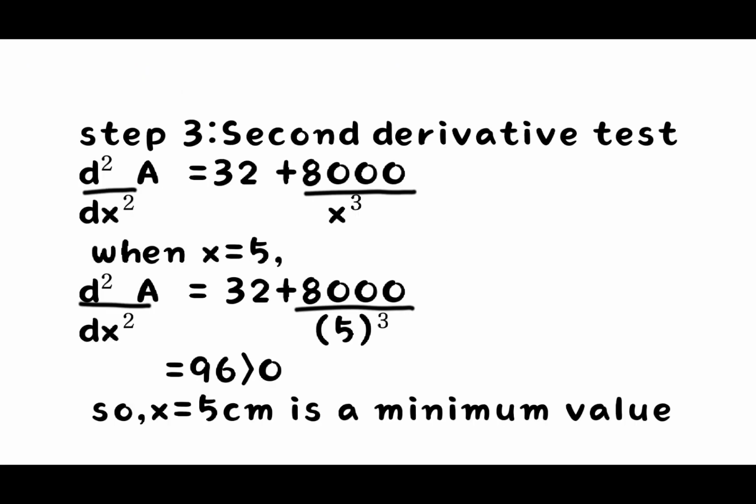After that, we proceed to step 3, which is to do a second derivative test. To do a second derivative test, we need to find the second derivative first. From the calculation, the second derivative is 32 plus 8000 over x cubed. After that, we substitute the x value into the second derivative, and the answer we get is 96, which is greater than 0. So, from the second derivative test, x equal to 5 cm is a minimum value.